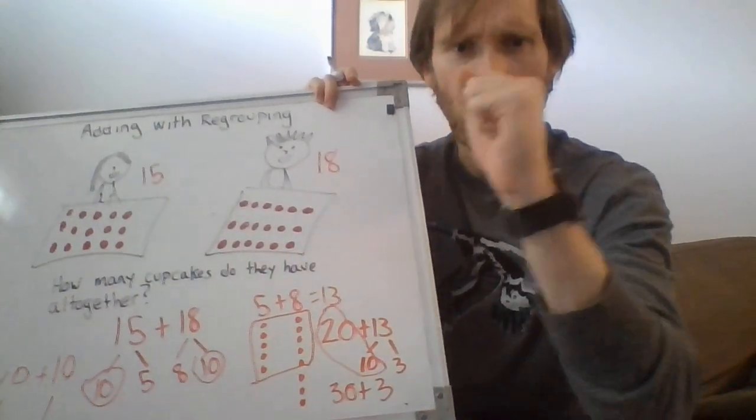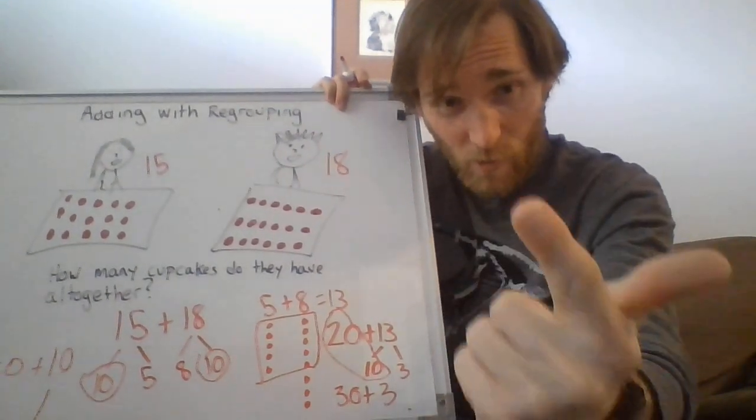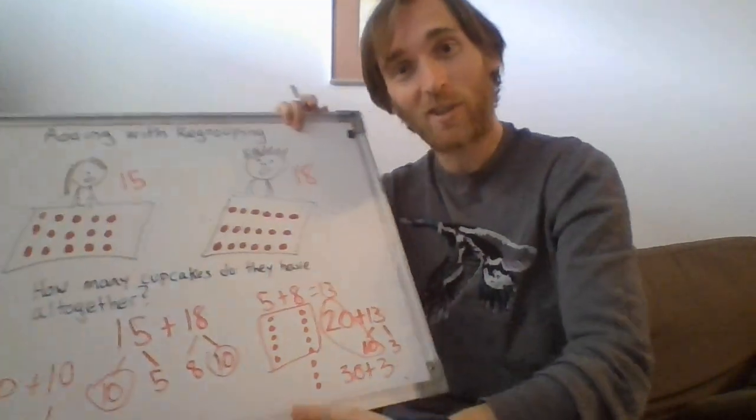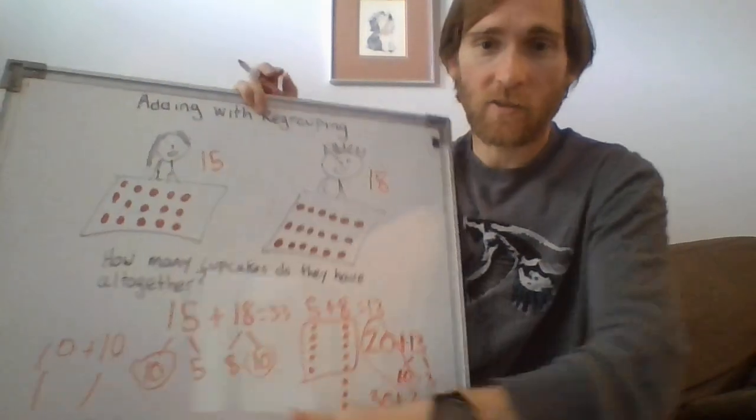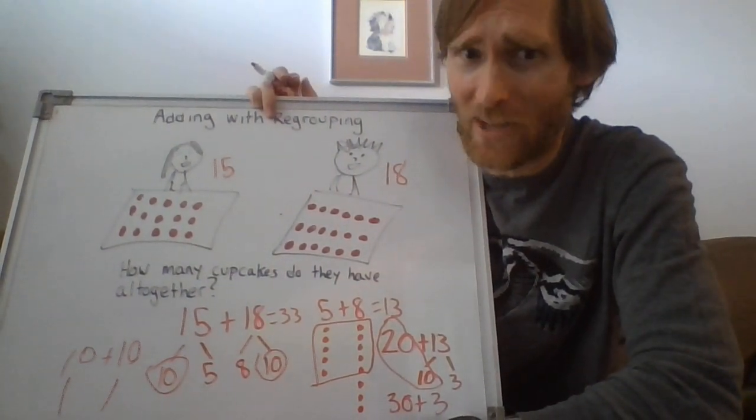Let's double check to make sure that's right. I put 30 in my head. 31, 32, 33. Would you look at that? So 15 plus 18 is 33. My two friends right here, they have 33 cupcakes. Ooh, that's a lot.